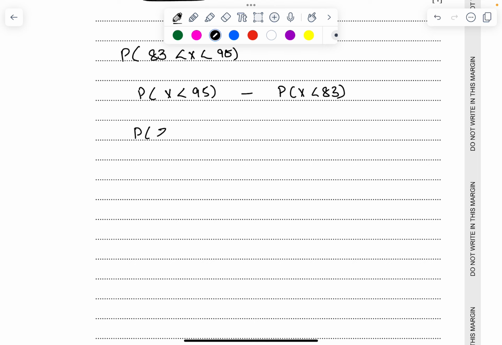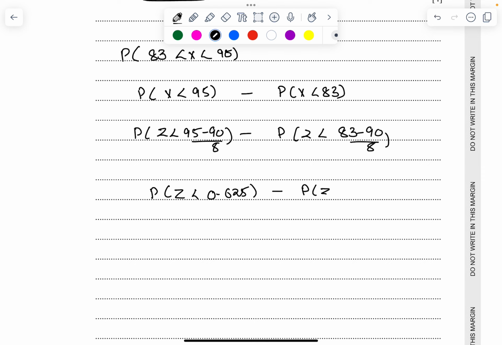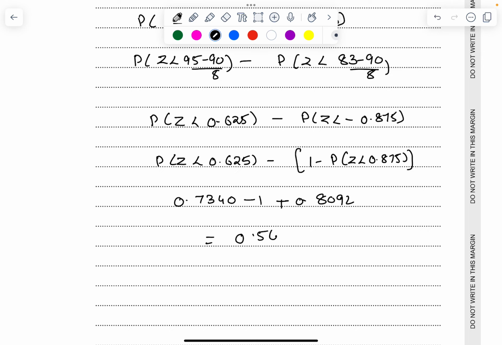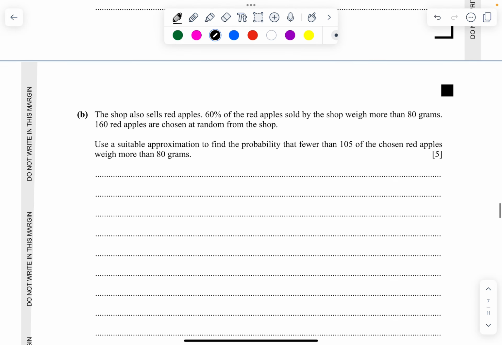So probability of z less than (95 minus 90) by 8 minus probability of z less than (83 minus 90) by 8. So probability of z less than 0.625 minus probability of z less than minus 0.875. So probability of z less than 0.625 minus 1 minus probability of z less than 0.875, which is going to be 0.7340 minus 1 plus 0.8092, which is 0.543. That is the answer for part A.